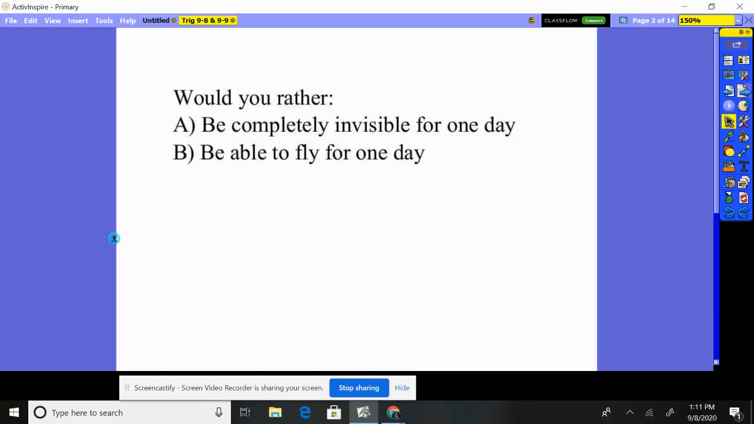Okay, here we go. The question for today, would you rather A, be completely invisible for one day, or B, be able to fly for a single day? So which of those? Today, I'm going to go with B. I want to be able to fly like a bird. So that's going to be my choice for today.